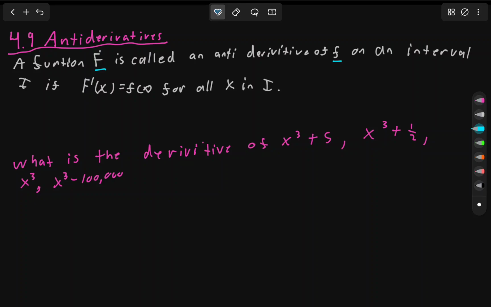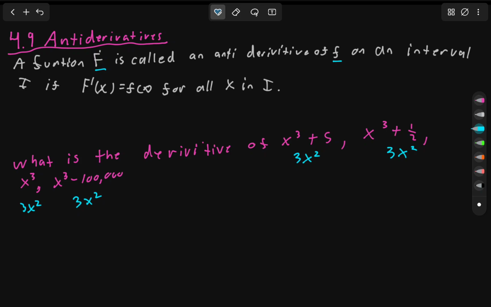So where we're going to start out here is, what is the derivative of all of these following functions? Well, the derivative of x cubed plus 5, trivial, 3x squared. X cubed plus 1/2, 3x squared. Again, we're just adding a constant there. Then we have x cubed, again, 3x squared. And then we have x cubed minus 100,000, maybe a bit more challenging. Nope, still 3x squared.